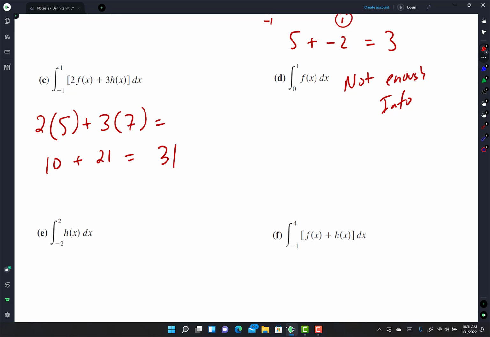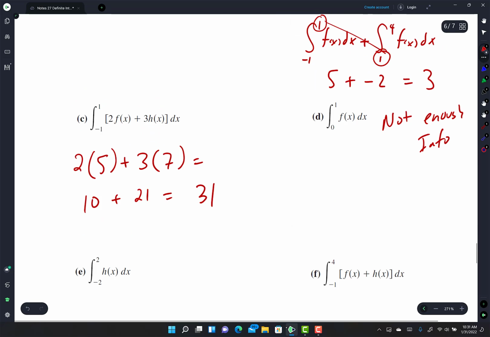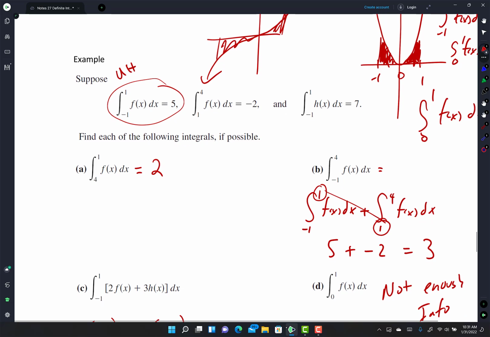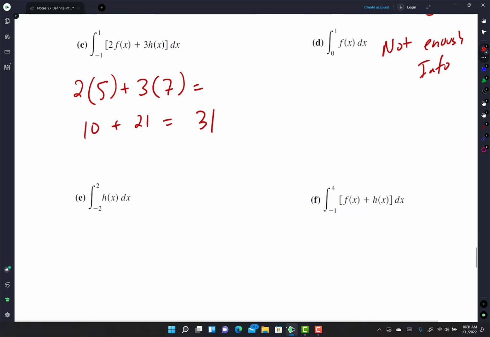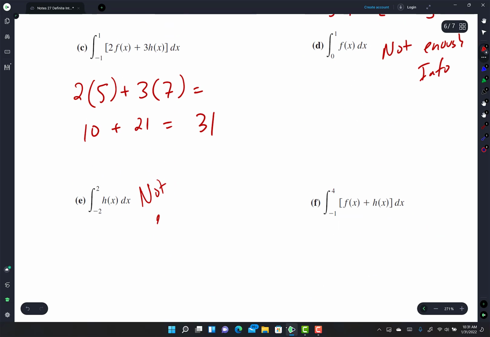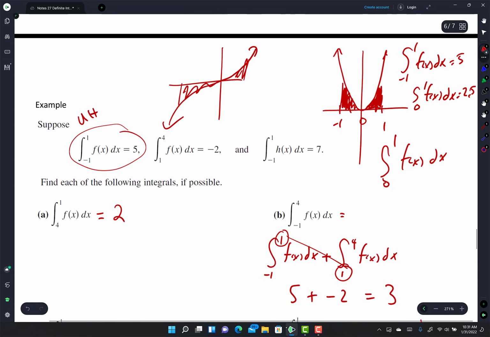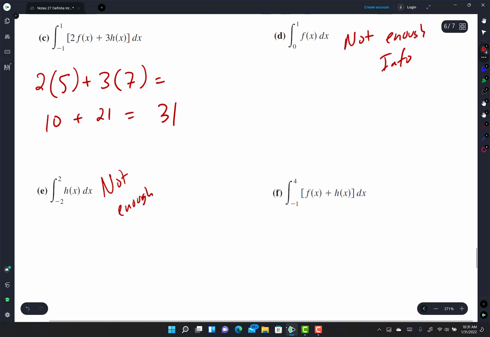I think the next 3 are going to be. What about letter E? Nope. We don't know anything that happens outside of negative 1 and 1 for h of x. Not enough. Good job. What about letter F? Negative 1 to 4. That's yes, but not perfect. Not enough info for H. We have it for F, but we don't have it for H. Does that make sense, guys?